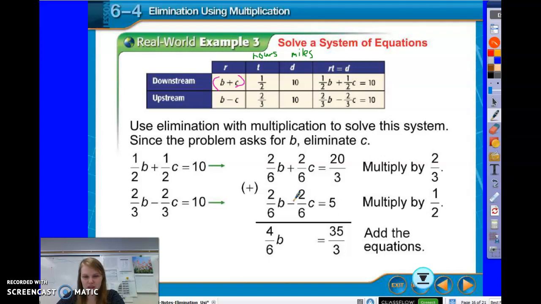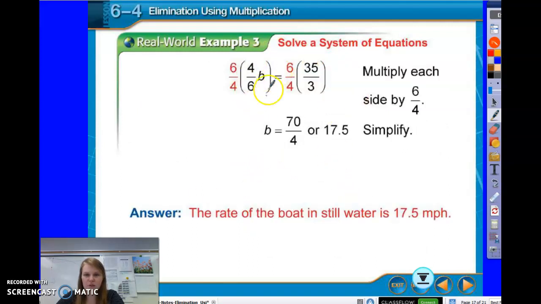It looks messy because there's fractions. These cancel each other out. I'm seeing that there's a positive and a negative, so these cancel, these get added together. And then from there we simplify, we keep going, b equals 17.5. So that means the rate of the boat in still water is 17.5 miles per hour.